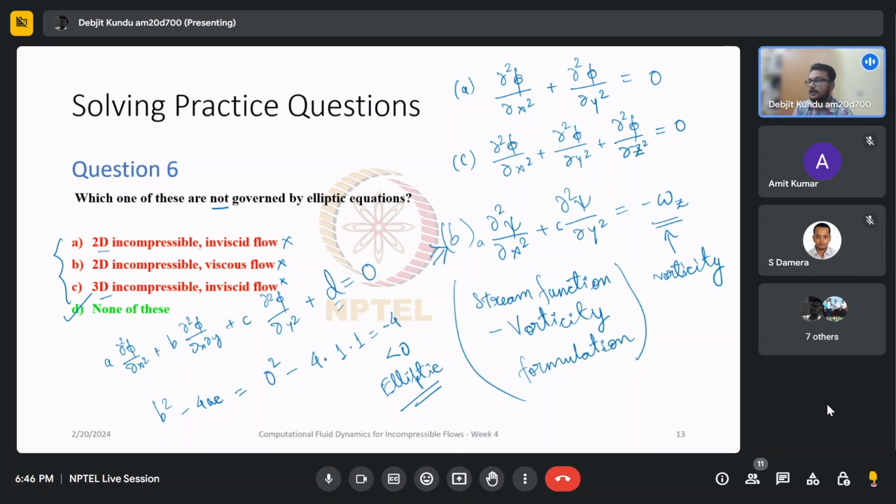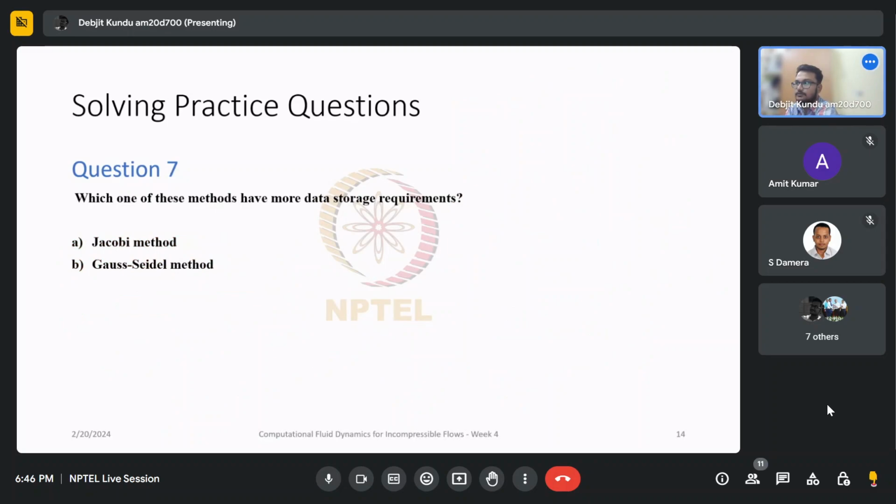Okay, so then we will move along. Move on to question number 7 now, which is asking us which one of these methods has more data storage requirements. Is it option A, Jacobi method, or is it option B, Gauss-Seidel method?